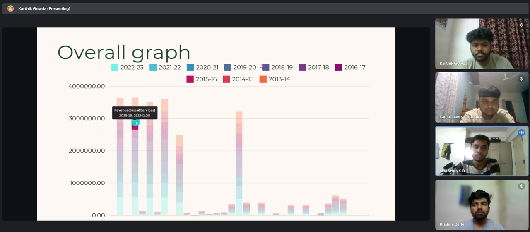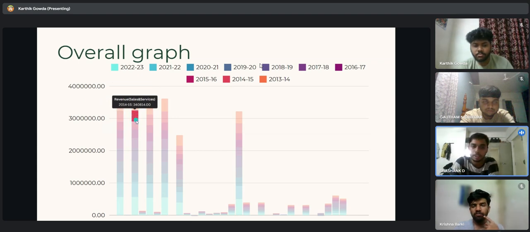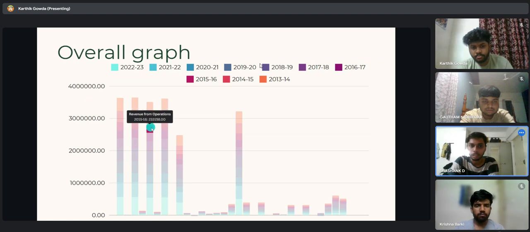We have taken the values using Power BI. Next comes the revenues, sales and services, which made profits or which made losses. Using the color we have indicated the values for the sales and services revenues which we have taken from the years. Next comes the revenue from operations, the operational cost which we incurred during every year, how much we spent on operating the services, transportation, everything.